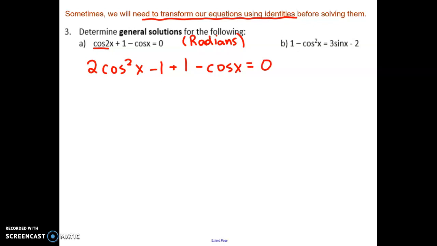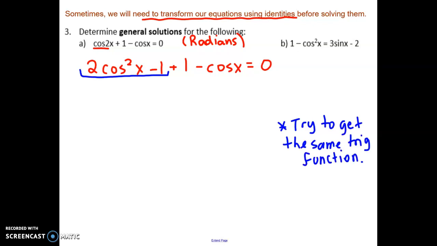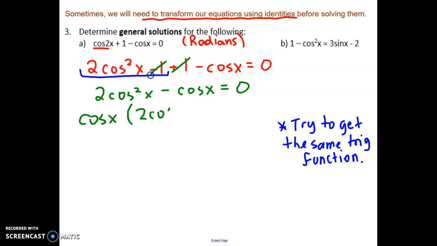Now a little trick is that we want to try to get the same trig function. All right, now this is just an equation that we can solve, just like we were doing in our 4.4 equation. So we have a subtract 1 and add 1, so that will cancel each other out. So we're left with 2 cos squared x minus cos x equals 0. I see a squared. So whenever I see a squared, I'm going to think factor. Factor this. What can be factored out of these? Cos, right. So I'm going to factor out a cos, and I'm left with 2 cos minus 1 equals 0.